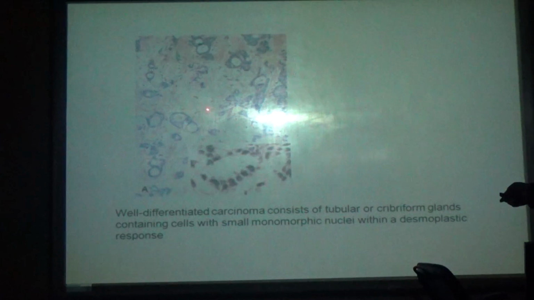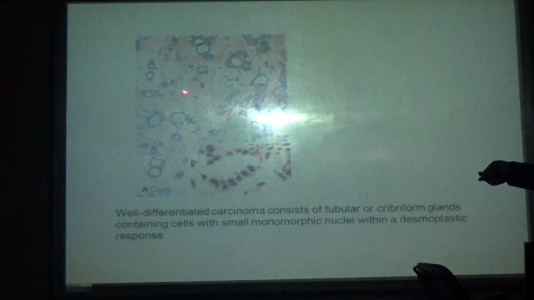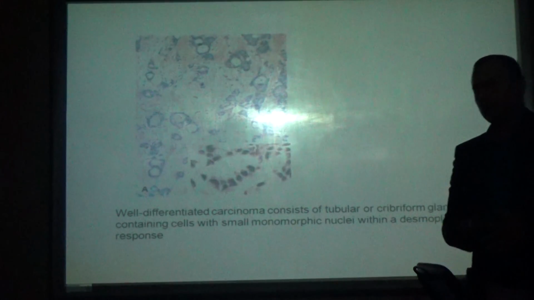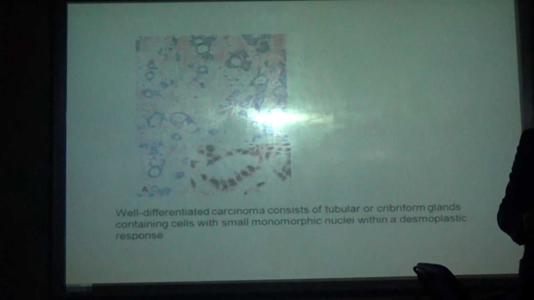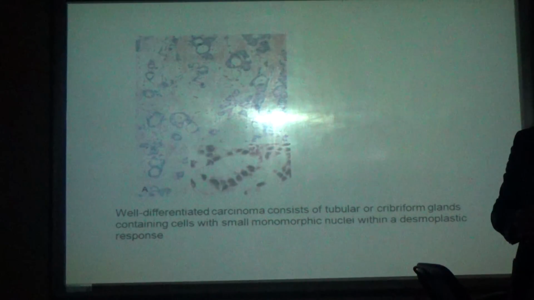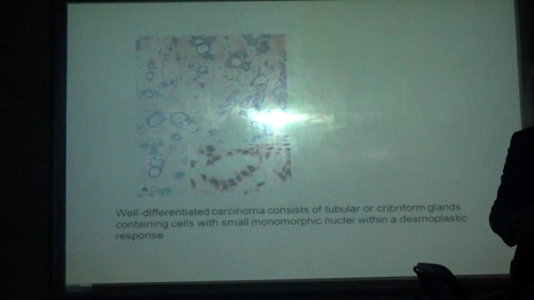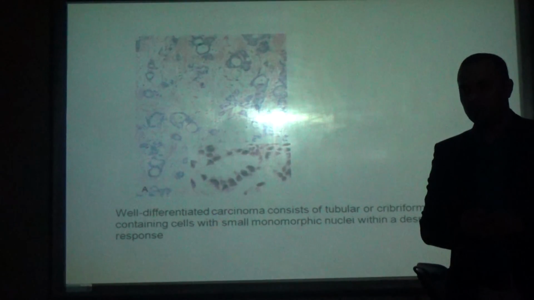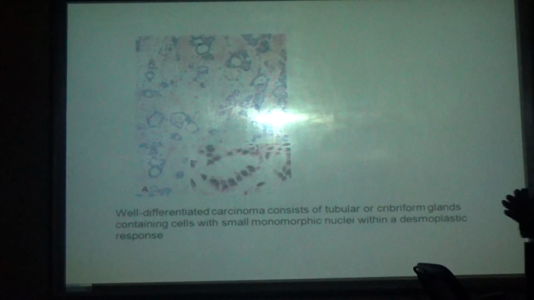This stroma is desmoplastic. Desmoplasia is nothing but this proliferation of the stromal tissue, the increased production of stromal tissue. The adenoma, the normal, has a minimal amount of stromal tissue. Minimal amount, not increased amount.